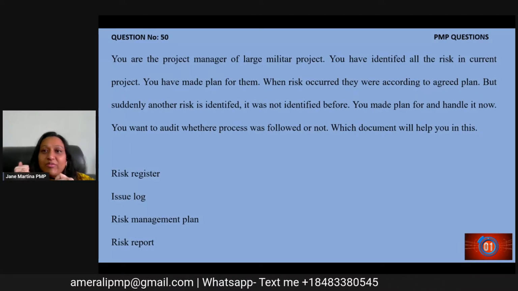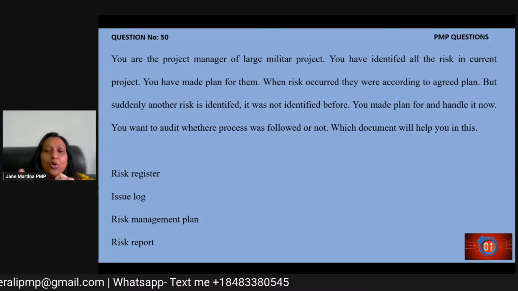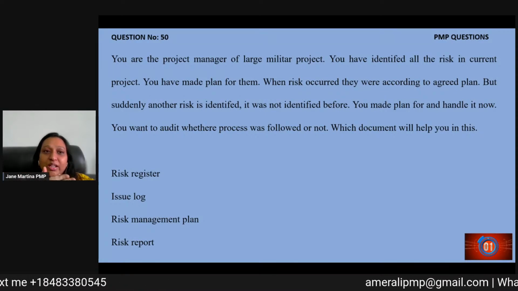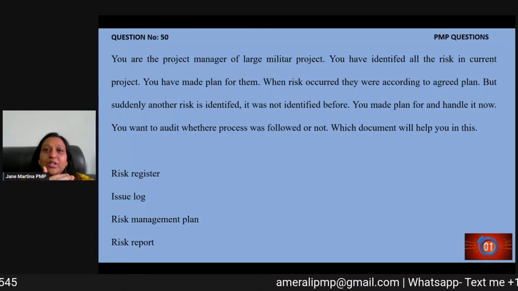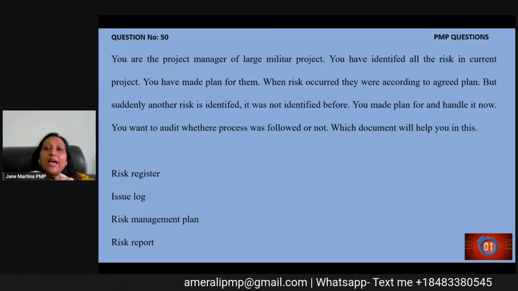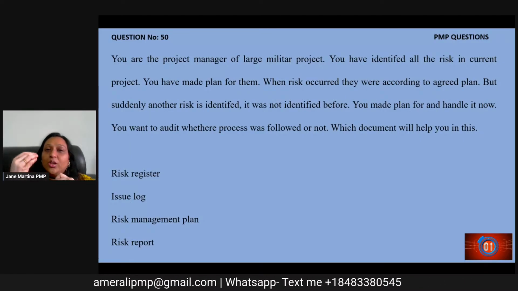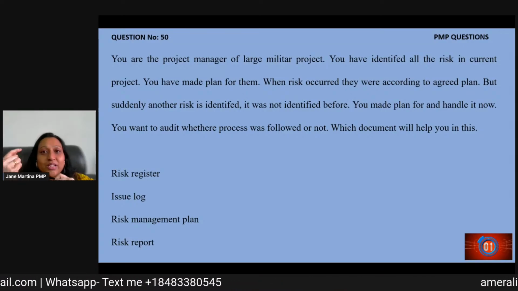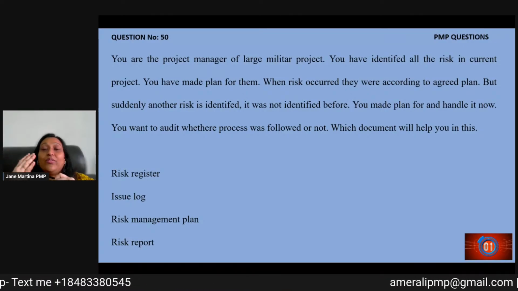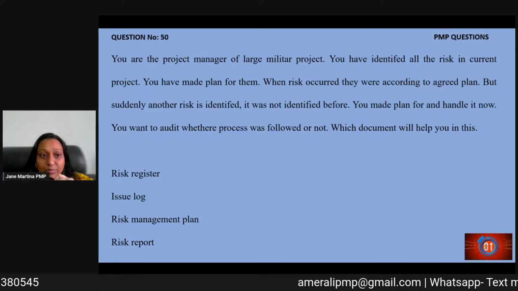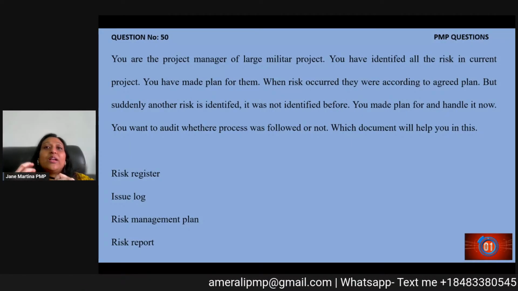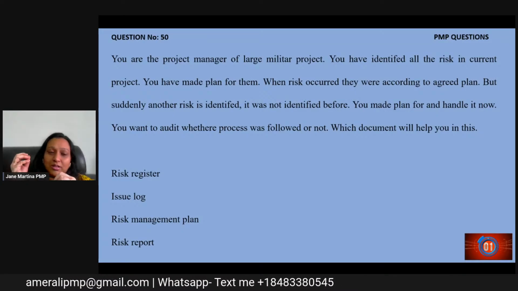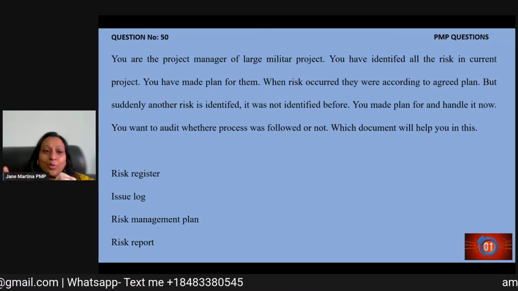So with this, we have come to the end of today's session. I hope you understood how to identify agile project questions and predictive questions. And when it comes to risk, where you will be updating the risk register in the first place, where you will be updating the issue log in the first place, where you will be using the risk management plan, and how you will represent risk using the risk report. So we have got a brief understanding of this.